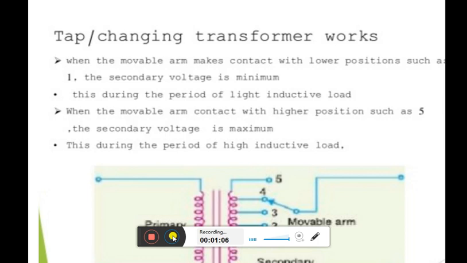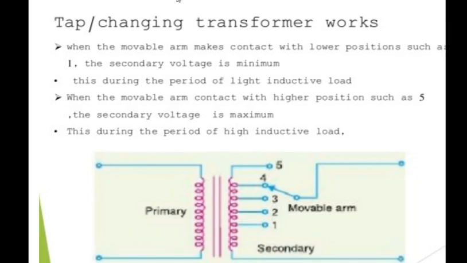The tap changing transformer is usually connected on the HV winding, which we can see on this secondary side, it will be the HV winding. So now in this figure we can see that on the secondary side the secondary winding is divided into various parts, and we have shown the tap positions as tap number 1, 2, 3, 4 and 5. This switch or arm we are calling a movable arm.